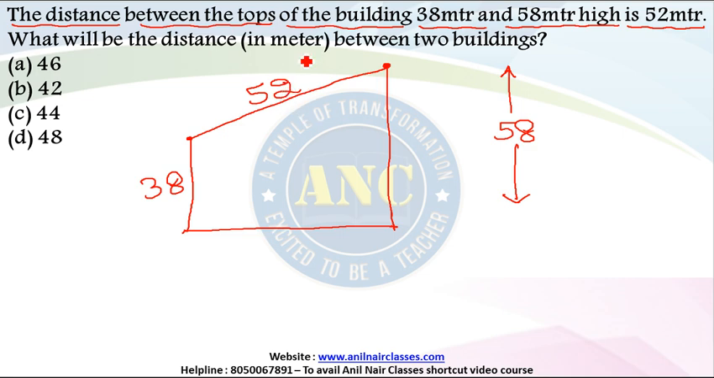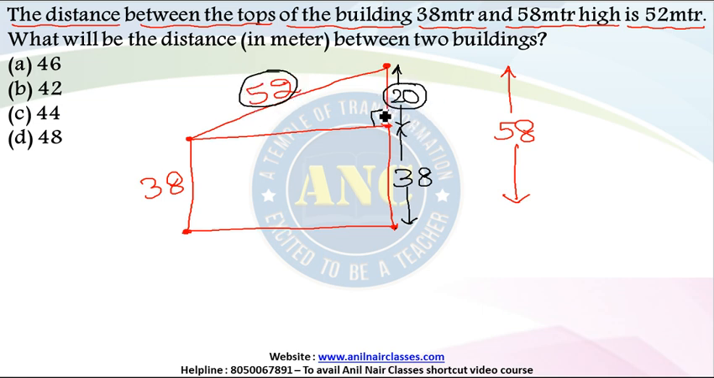What will be the distance between two buildings? That means the bottom distance is what they are asking. From here to here is what they are asking in the question. Now see here, sir. This is a very easy question. If you know Pythagorean triplets, this entire distance from here to here is 58. From here to here it is 38. That means the upper part is 20 meters. This is 20. This is 52.